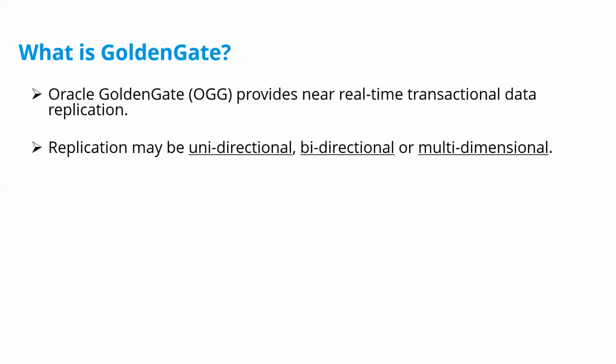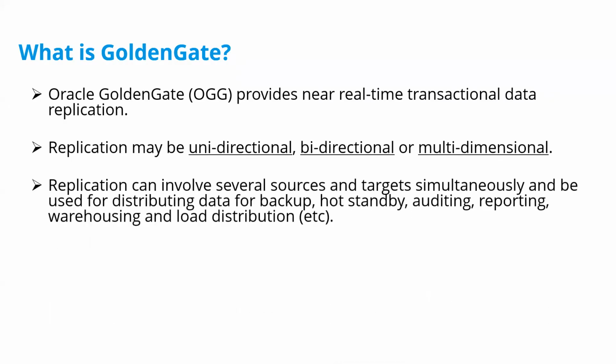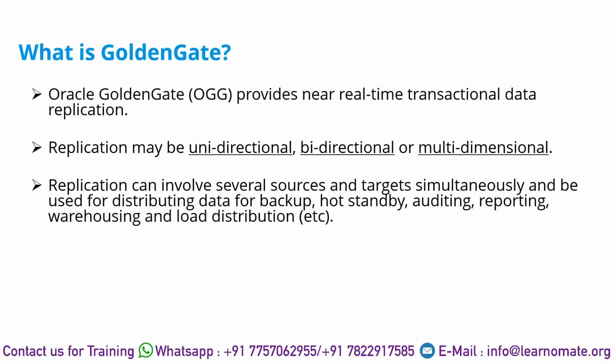Also, it supports multi-dimensional replication. That means there might be multiple sites involved, like A, B, C, and replication will happen among themselves. Replication with GoldenGate can involve several sources and targets simultaneously and be used for distributing data for backup, hot standby, auditing, reporting, data warehousing, and load distribution as well.